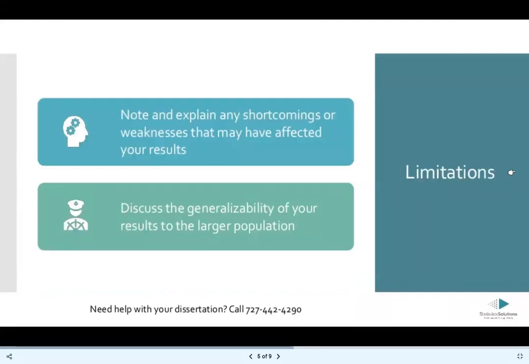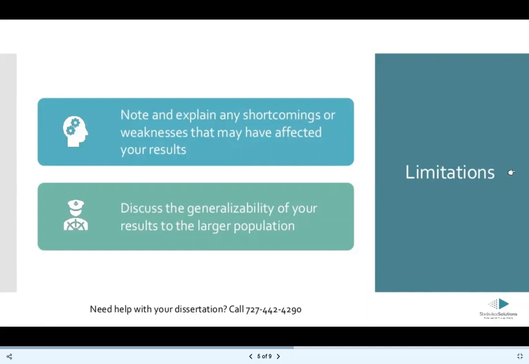The next section in this chapter will be the limitations. So here I recommend a good starting point is to refer back to your proposal, where you most likely outlined any limitations that you anticipated when you were crafting your prospectus document. That will be a good place to start to give you ideas for what limitations may have arisen or what limitations you were preparing for when you were starting your study.